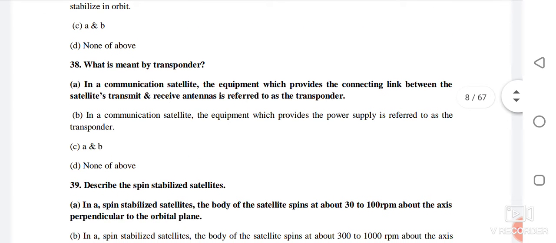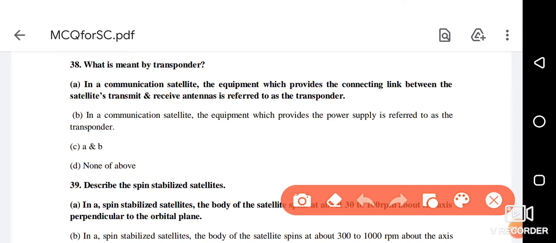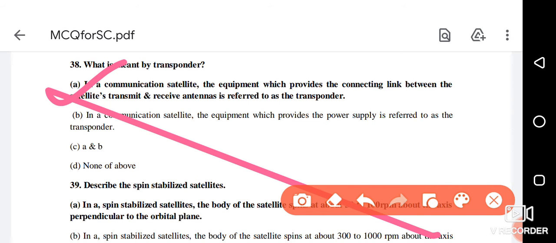Next question. What is meant by the transponder? So the right answer to this question: a transponder in a communication satellite is the equipment which provides the connecting link between the satellite's transmit and receive antennas. Option number A is correct.